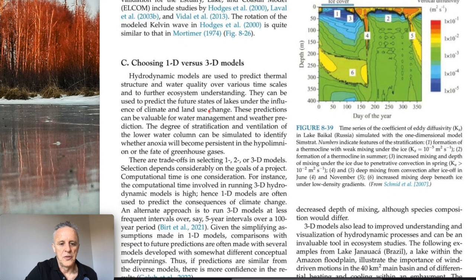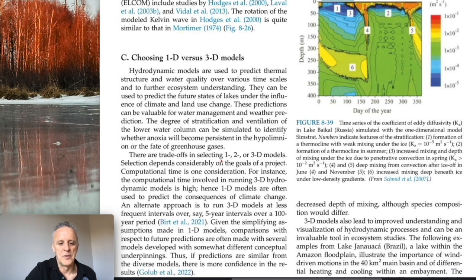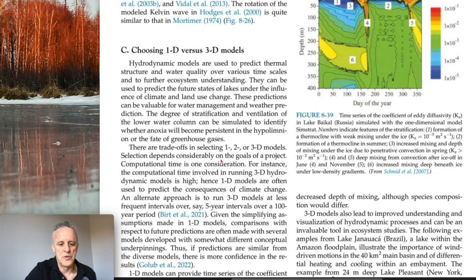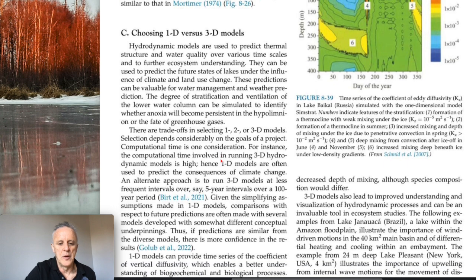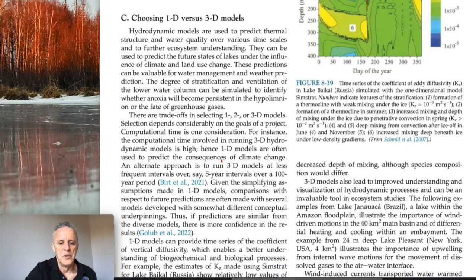Choosing 1D versus 3D models. Hydrodynamic models are used to predict thermal structure and water quality over various timescales and to further ecosystem understanding. They can be used to predict the future states of lakes under the influence of climate and land use change. These predictions can be valuable for water management and weather prediction. The degree of stratification and ventilation of the lower water column can be simulated to identify whether anoxia will become persistent in the hypolimnion or the fate of greenhouse gases.